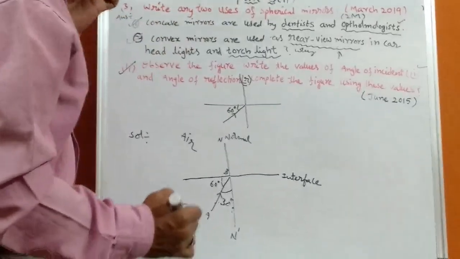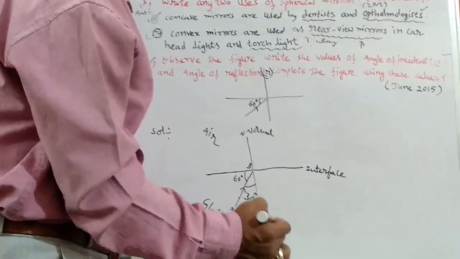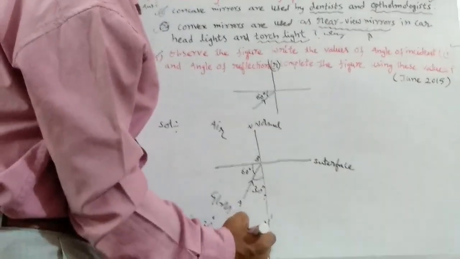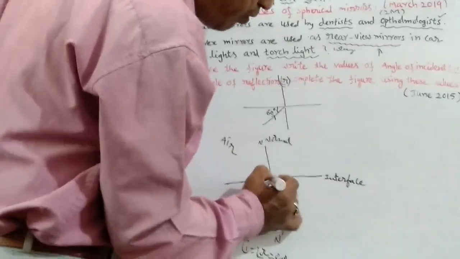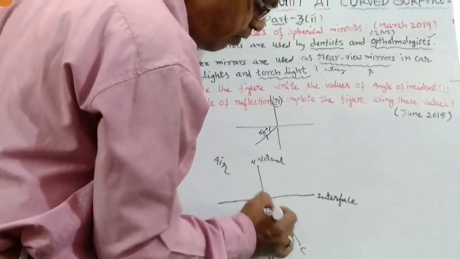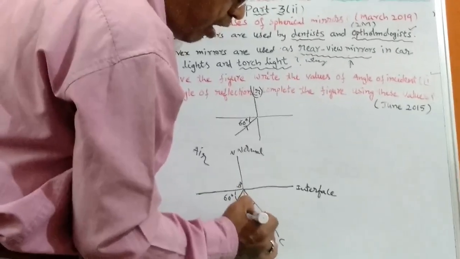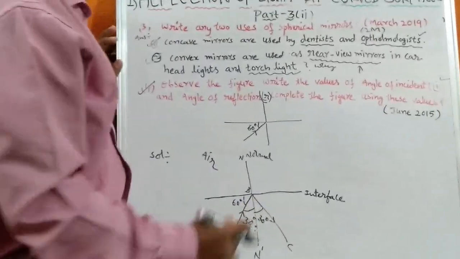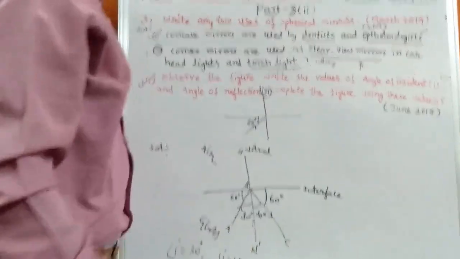But we know the laws of reflection: the angle of incidence equals the angle of reflection. So the angle of reflection is also 30 degrees, which we can draw here. This is the reflected ray. The angle between the reflected ray and the normal is the angle of reflection, that should be 30 degrees. So now this value is 30 and this value is 30. This is 60, so this is also 60 degrees. So this is the solution.